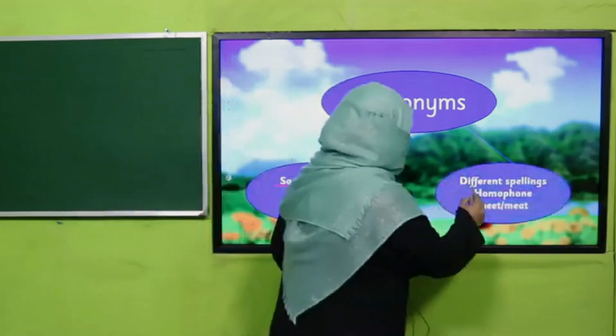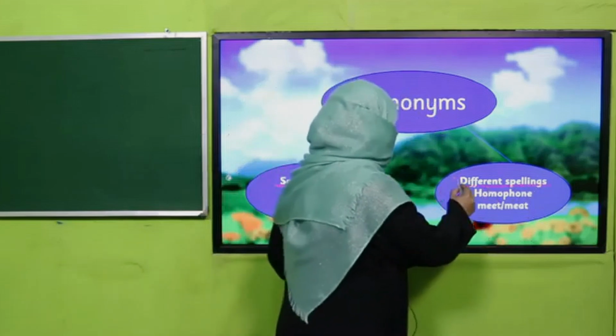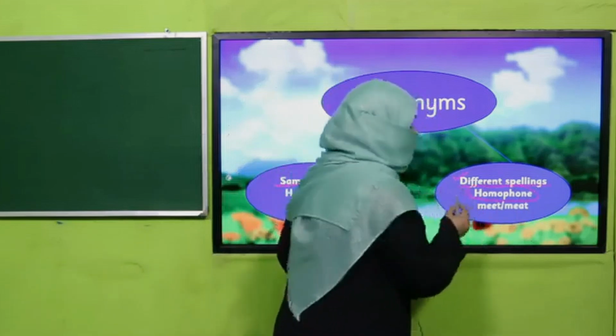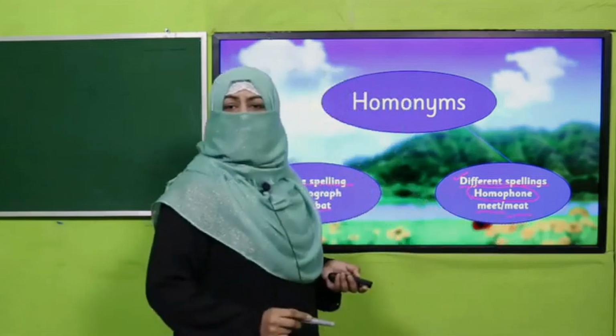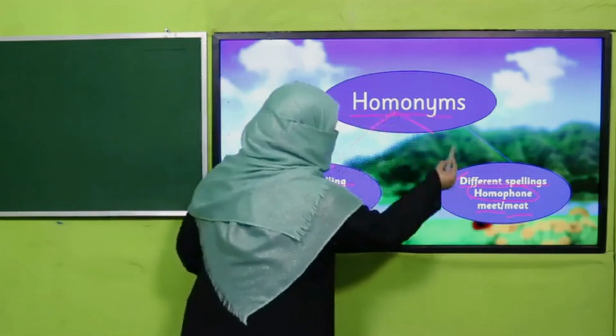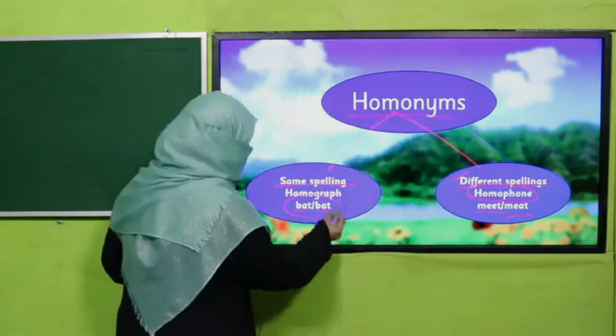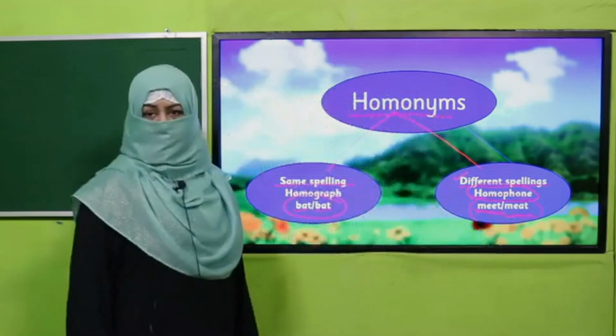And the second is they can have different spellings. When they have different spellings, they are called homophones, the way I just told you. Its example is meat and meet. Okay, so homonyms basically can be divided into homographs and homophones. They can have the same spellings but different words, or different spellings and different words, right?